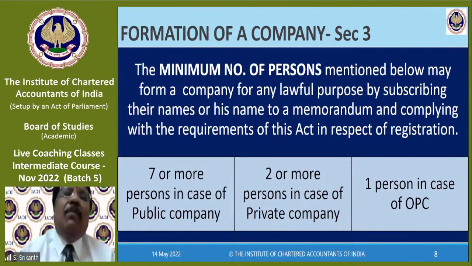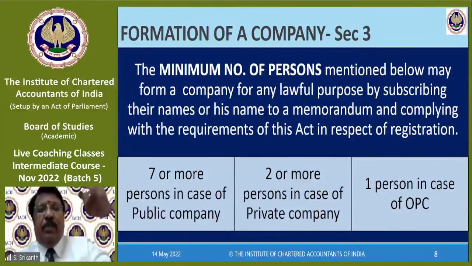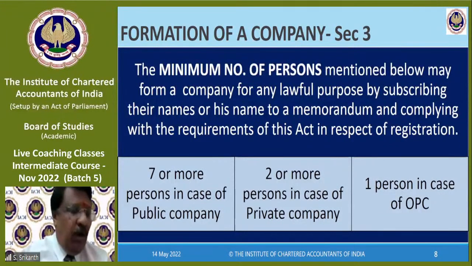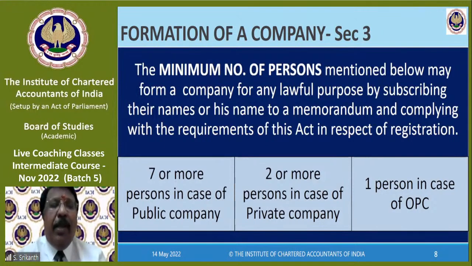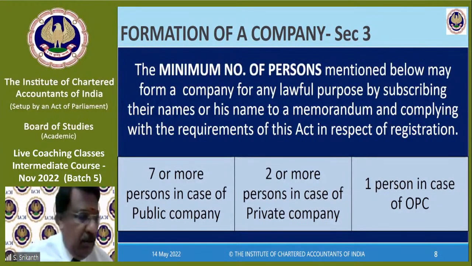The minimum number of persons mentioned below may form a company for any lawful purpose by subscribing their names or his name to a memorandum of association, and complying with the requirements of this Act in respect of registration. So if you want to form a public company, you need 7 or more persons. If you want to form a private company, 2 or more persons. One person company, 1 person. Okay. Good.